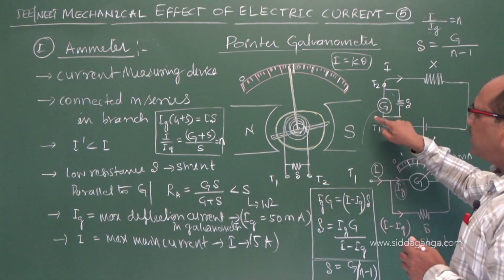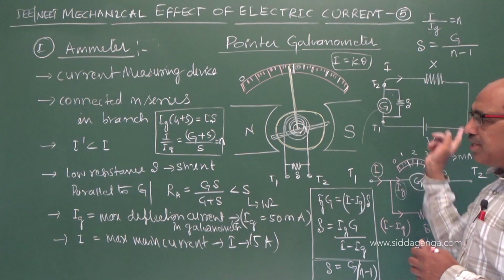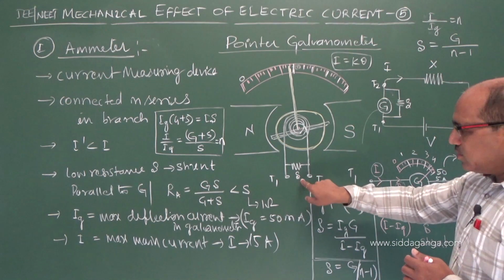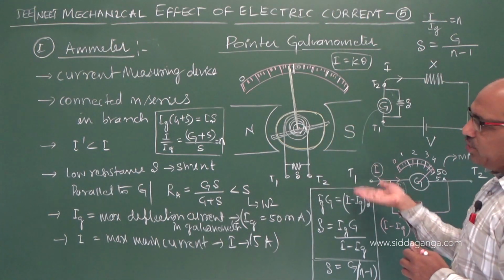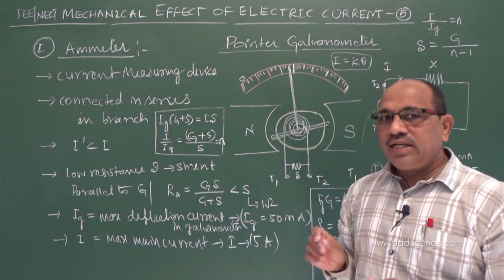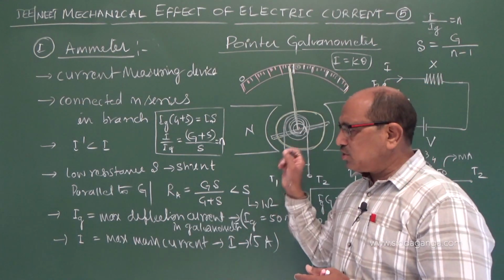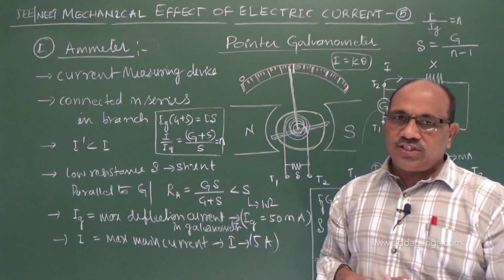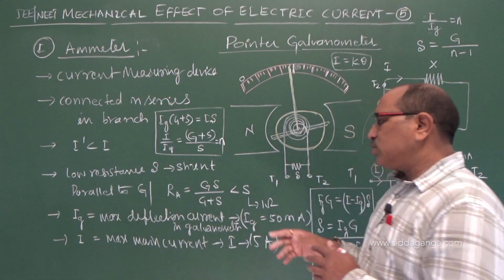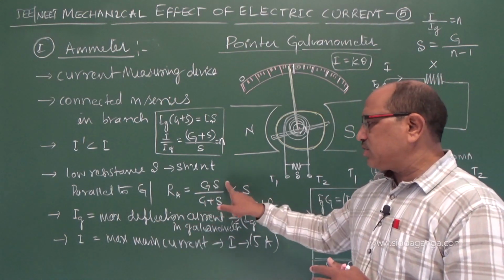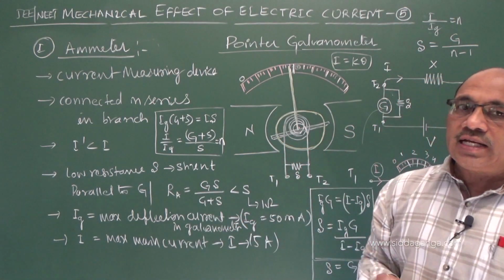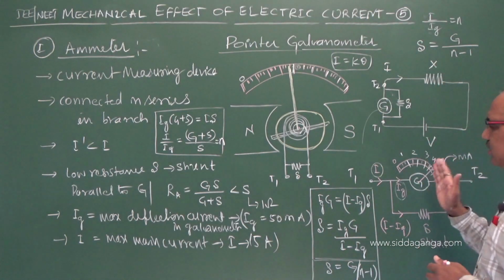We can minimize it by connecting another small resistance, called a shunt, parallel to G, the galvanometer coil. Thereby it can be converted into an ammeter. So a galvanometer can be converted into an ammeter by connecting a small resistance called a shunt parallel to the galvanometer resistance or coil. How to decide the value? The effective resistance in that case becomes Gs upon G plus S, which is less than S. How much S exactly is decided by the range of your necessity.